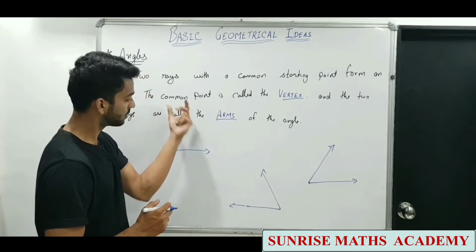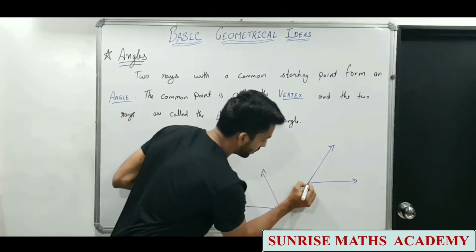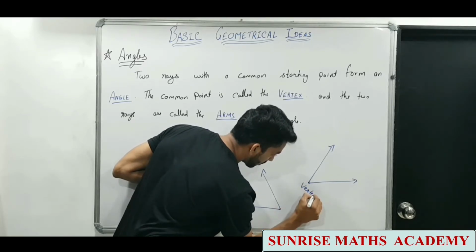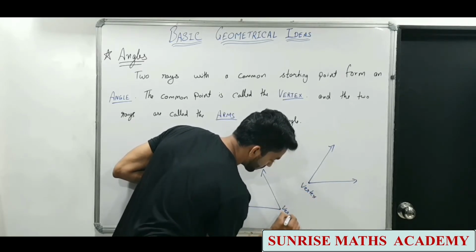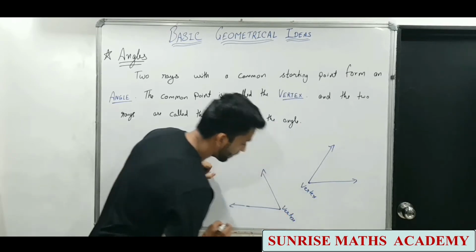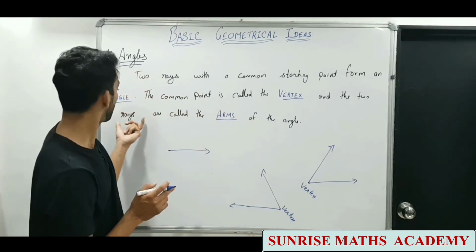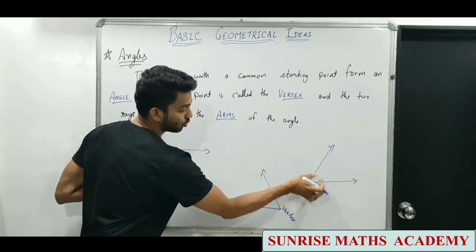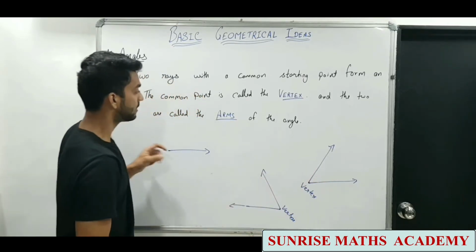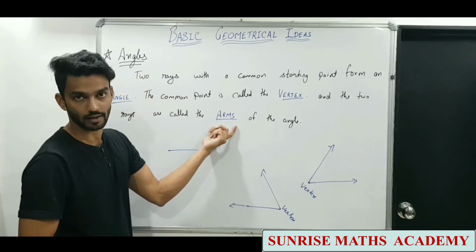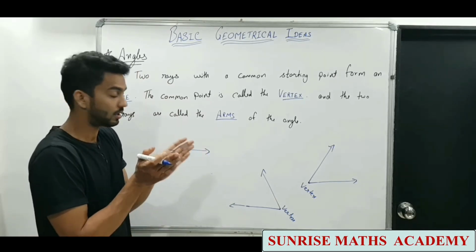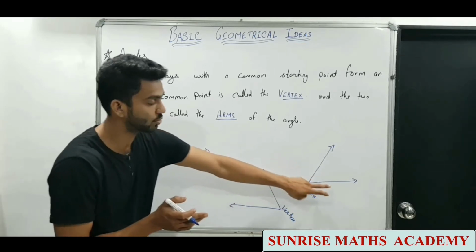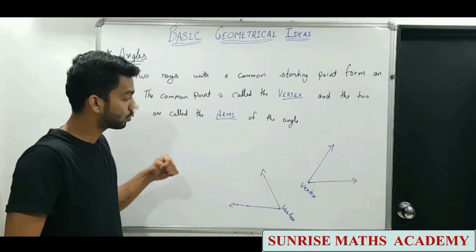The common point is called the vertex. So this is the vertex. And the two rays that are involved, like these two rays here, and these two rays here, are called the arms of the angle. There are two arms of an angle, like here these are the two arms, and these are the two arms here.